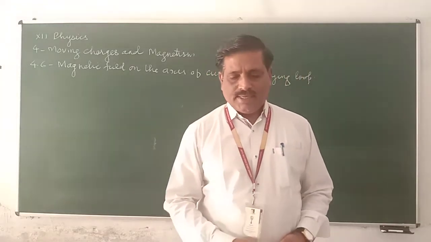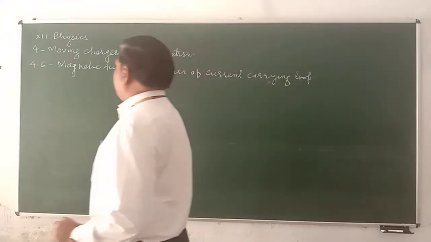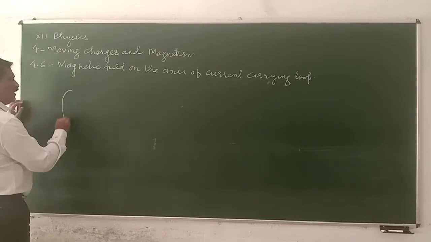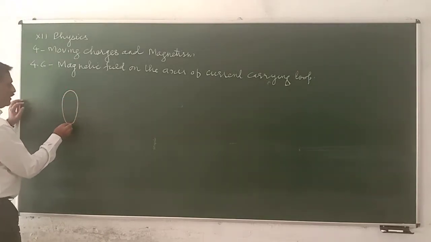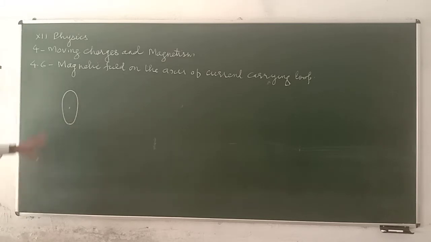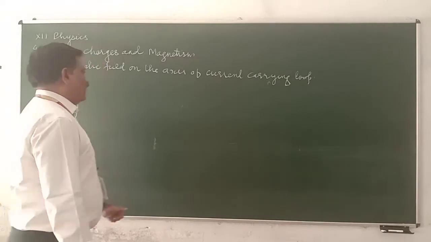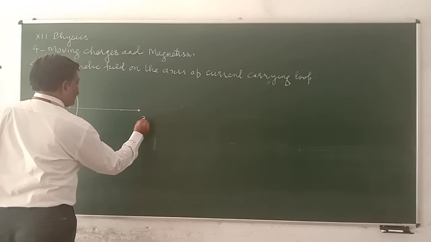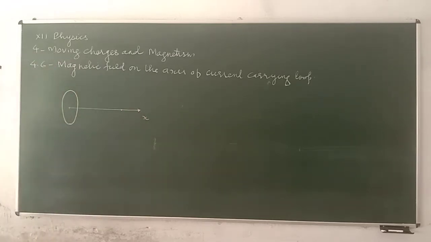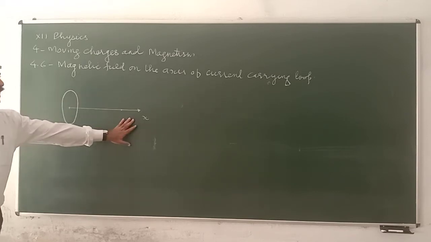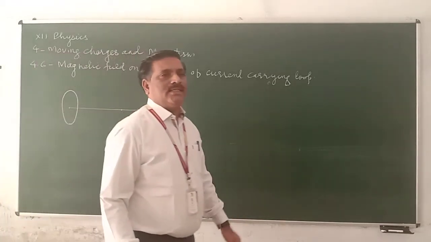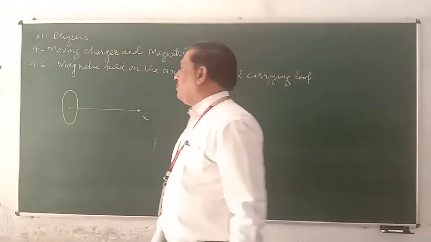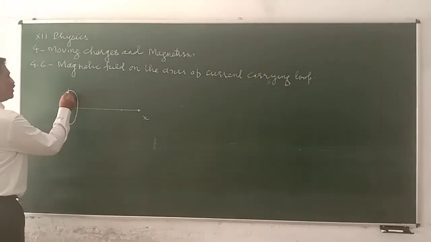Let us consider the figure. This is a current carrying loop, placed in the YZ plane. This one is the x-axis. Now, to get the magnetic field due to this loop at a point on the axis, we are going to use Biot and Savart law. For that, we divide this loop into small elements.